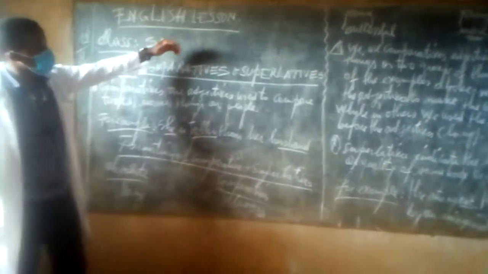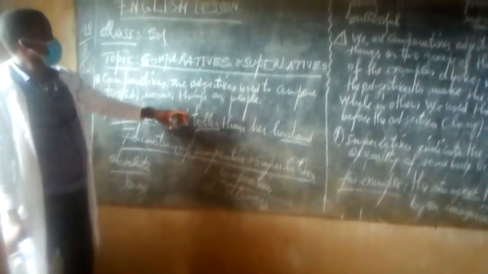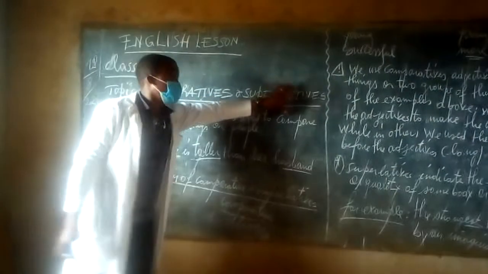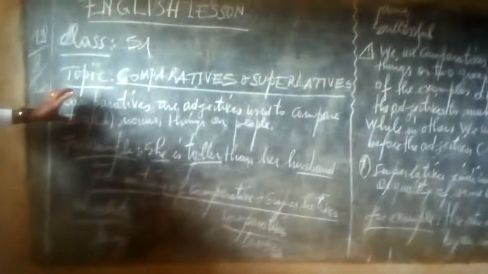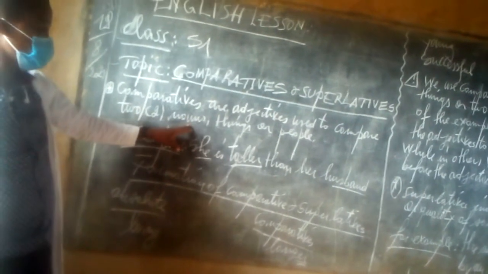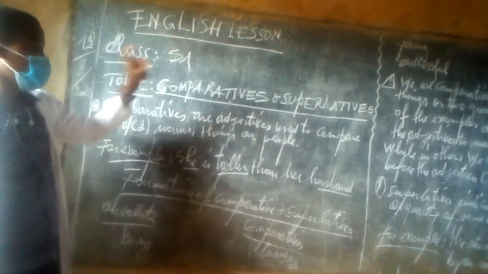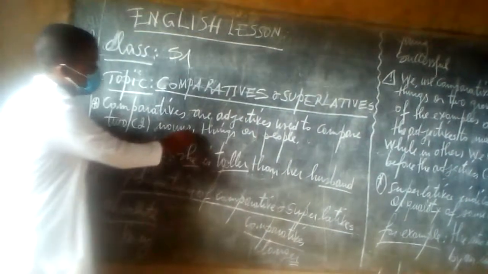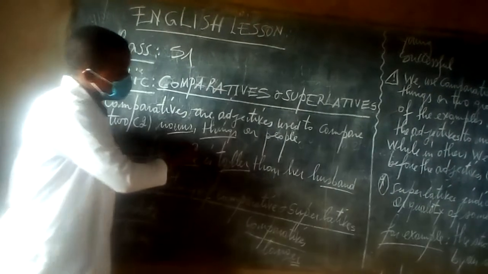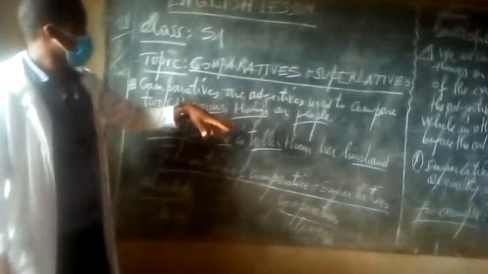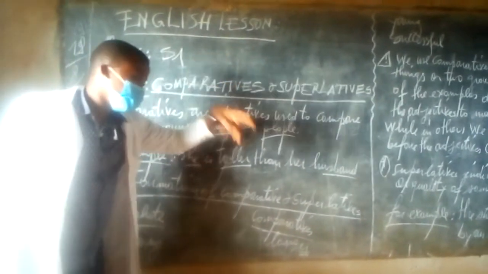Here we are going to see one by one what is comparative, what is superlative, and what joins comparative and superlative. Here I took a note, the summary of what is comparative. Comparatives are adjectives used to compare two nouns. Comparatives can compare people to people, things to things, and nouns to nouns and others.